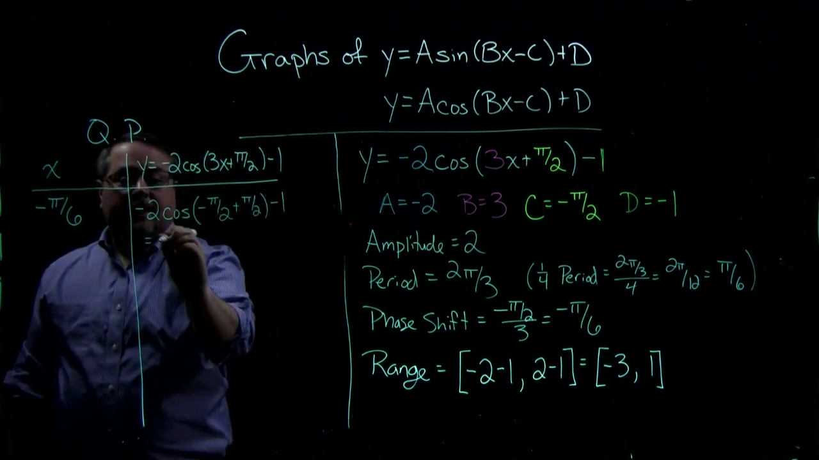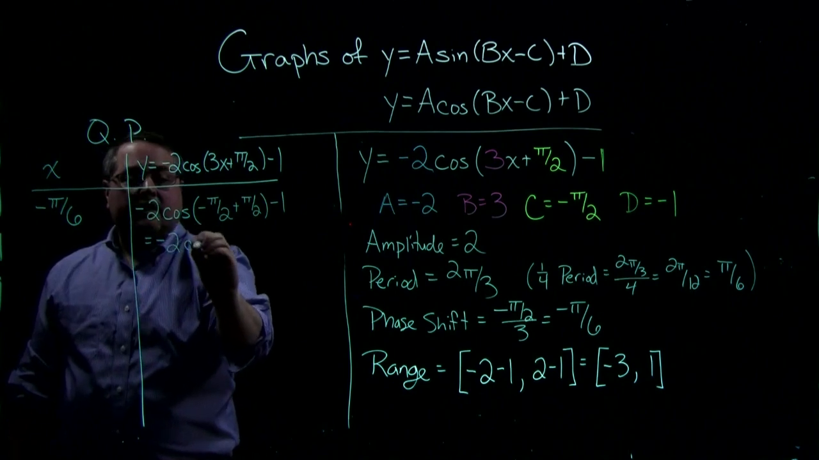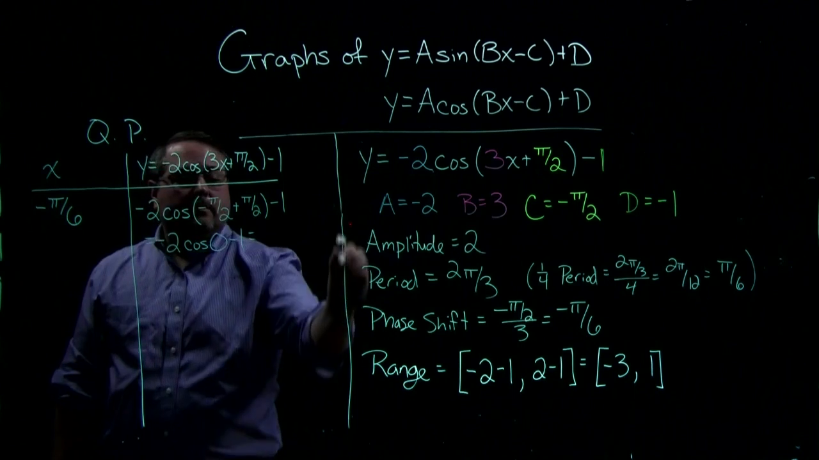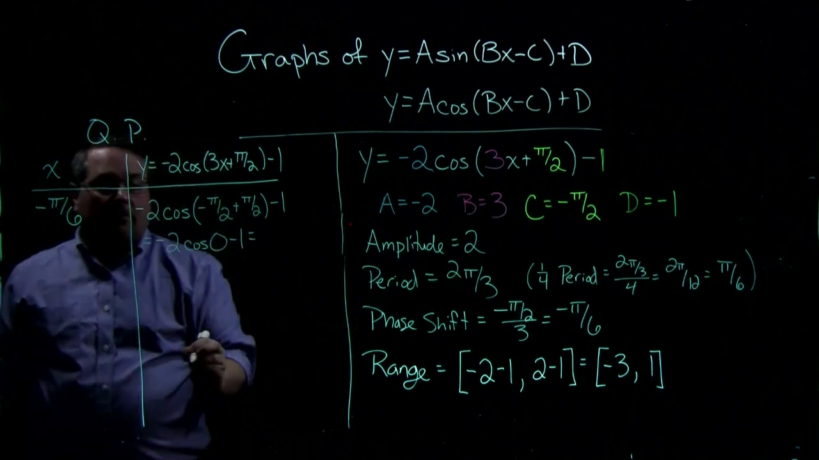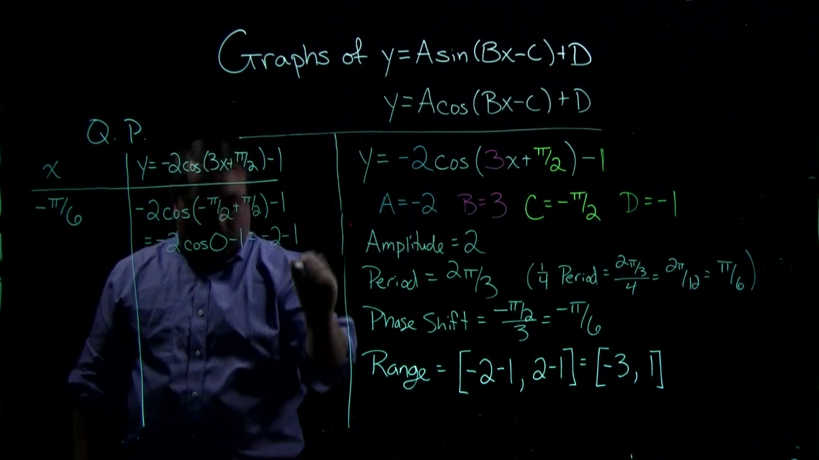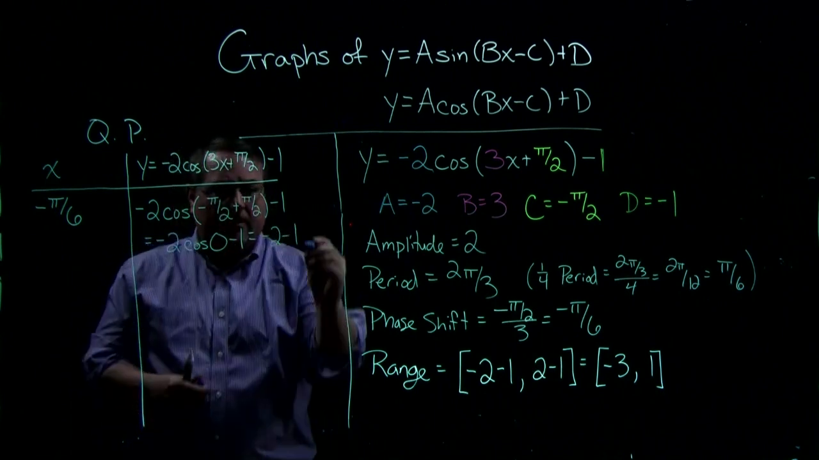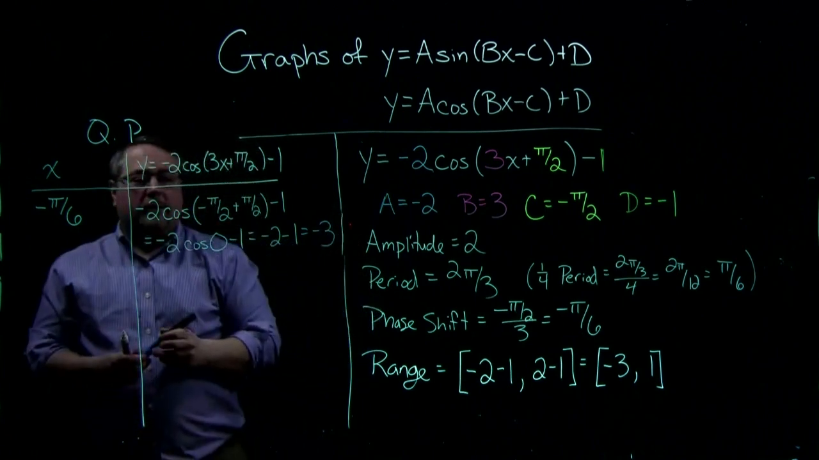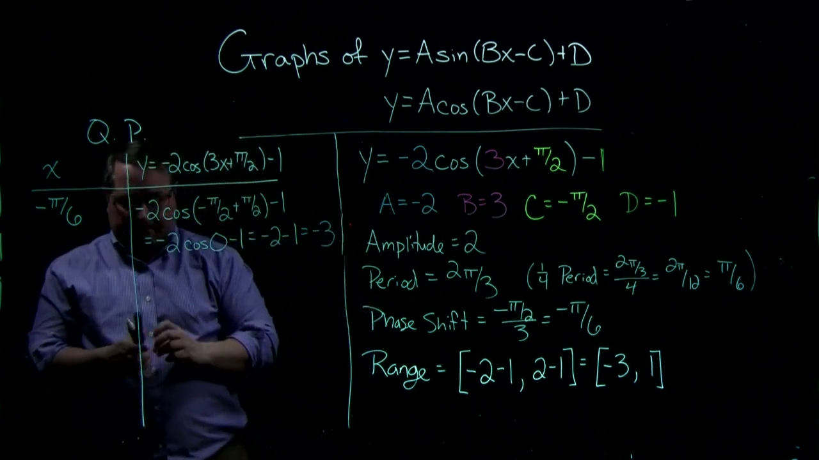Okay, so that's going to be negative 2 times the cosine of 0 minus 1. Cosine of 0 is 1. So this is going to be negative 2 minus 1, which is negative 3.